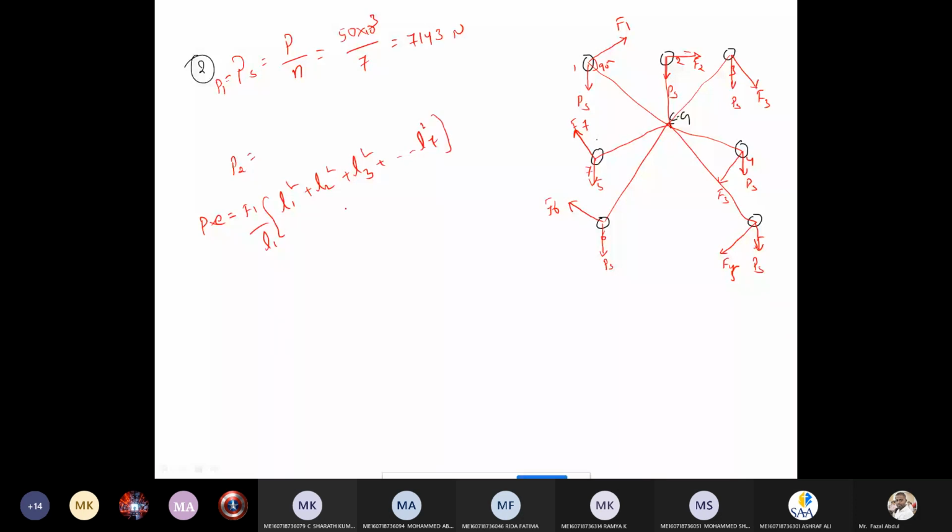Okay. Now how much is L1? L1 means this length is L1. This length is L2, L3, L4, L5, L6, L7. Now how much is each distance? To calculate the L value, I'm showing the relation. Suppose I draw one line, it will form a right angle triangle. That one I'm showing separately here.